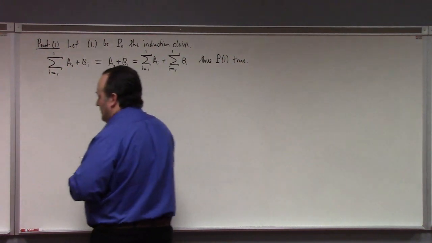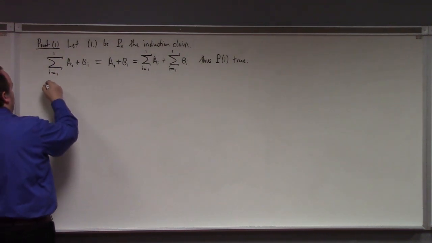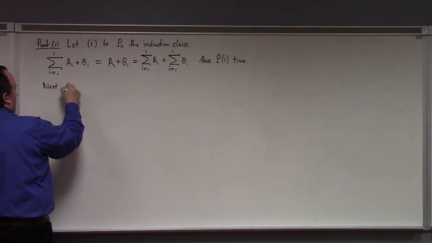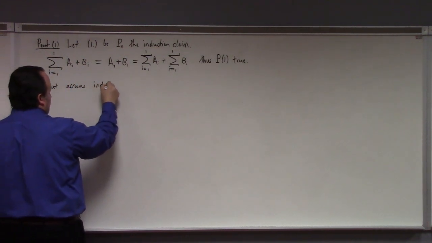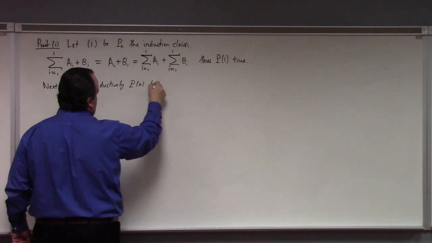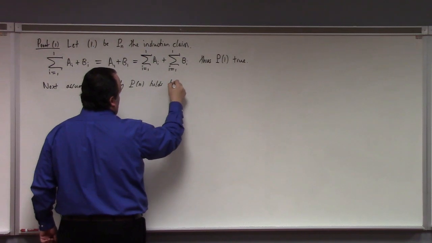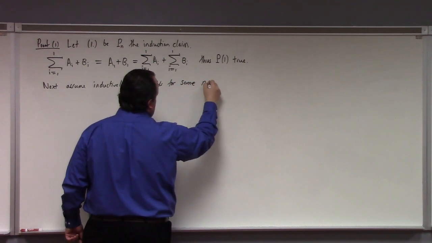Because we showed that number 1 of the proposition holds in the case that n equals 1, right? So next, what do we do? We assume inductively, or suppose inductively, P of n holds for some n in the natural numbers, all right?